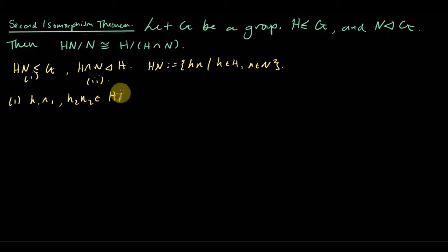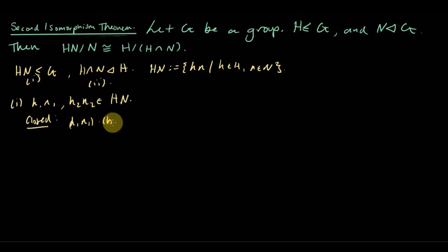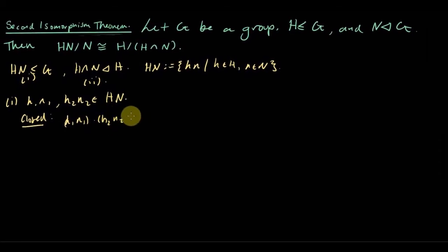h2n2 in HN. So to prove that HN is really a subgroup, we're going to have to show it's closed under multiplication, it's got inverses, and it's not empty, or it contains the identity element. To show it's closed, I'm going to multiply these together and show that the product is in HN. h1n1 multiplied by h2n2.